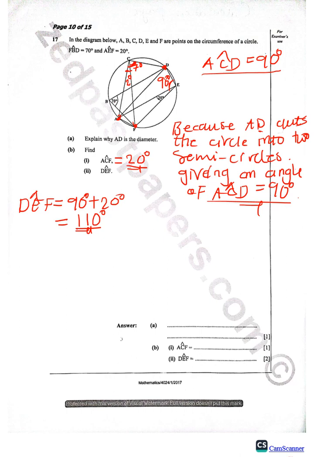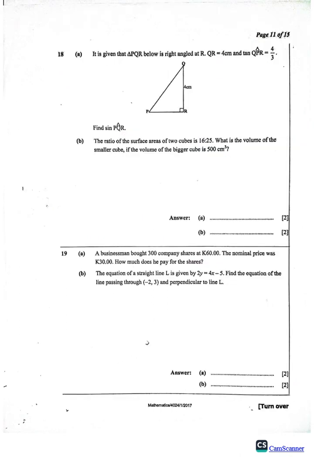Now let's move on to question 18. Question 18a reads: it is given that PQR below is right angled at R, QR is equal to 4 centimeters, and tan QPR is equal to 4/3. Find sin PQR. From the trig ratios of SOHCAHTOA, sin theta is found by opposite over hypotenuse.